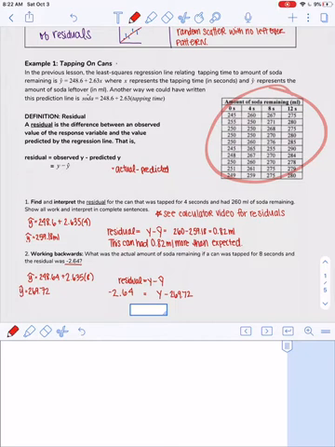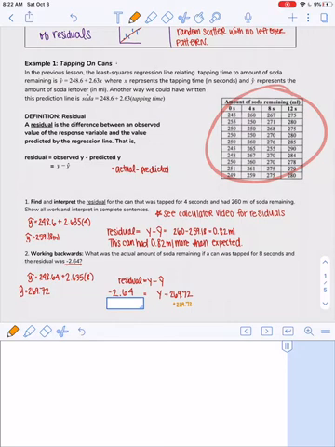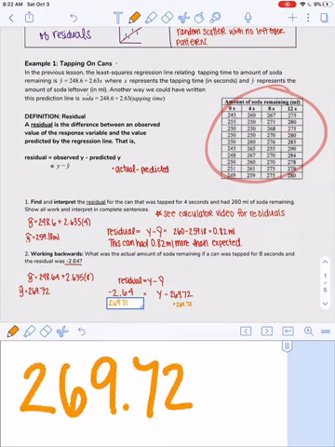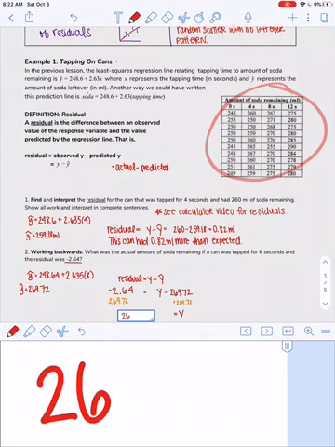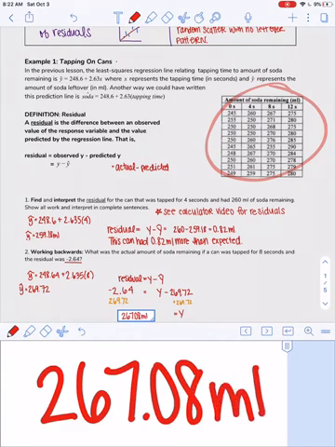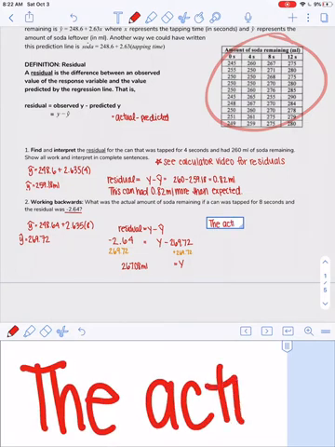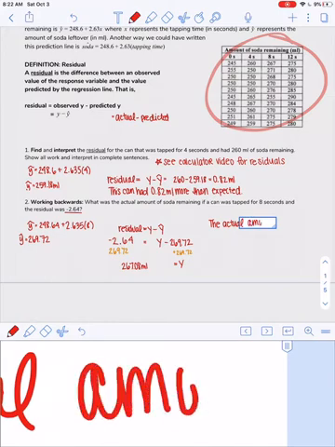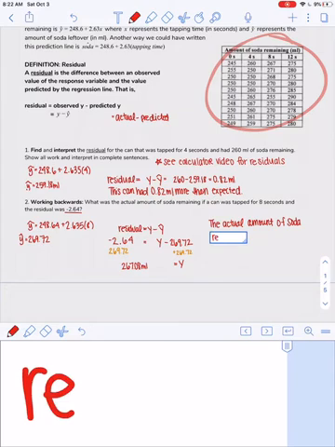All right. So all you have to do is solve for y. So we add 269.72 on both sides. And then you get y equals, or our actual amount is 267.08 milliliters. So therefore, the actual amount of soda remaining was 267.08 milliliters.